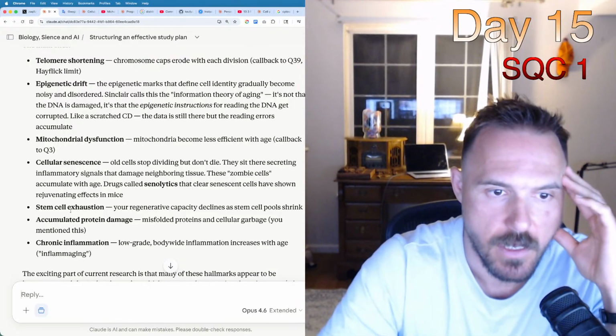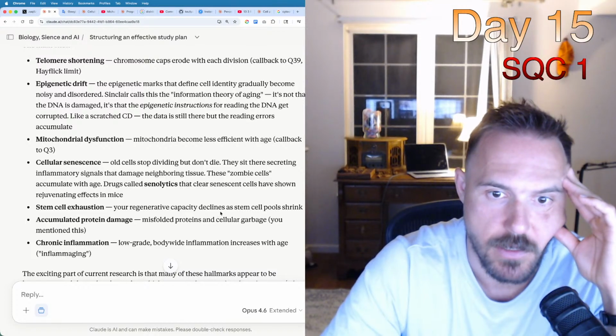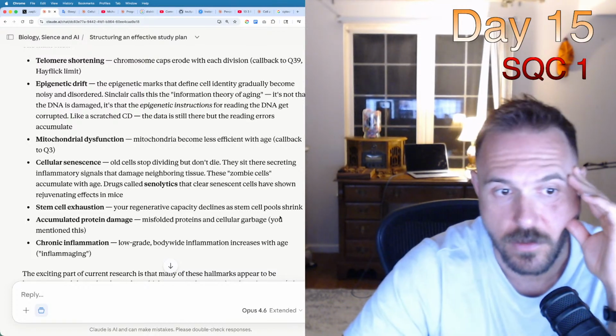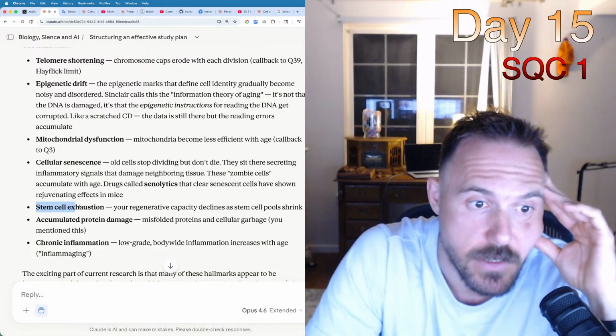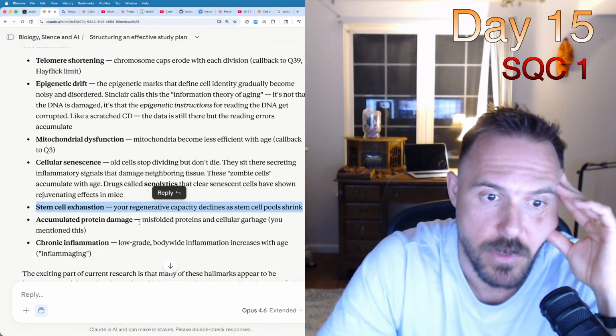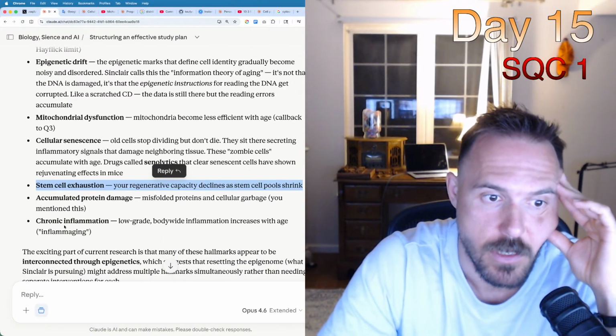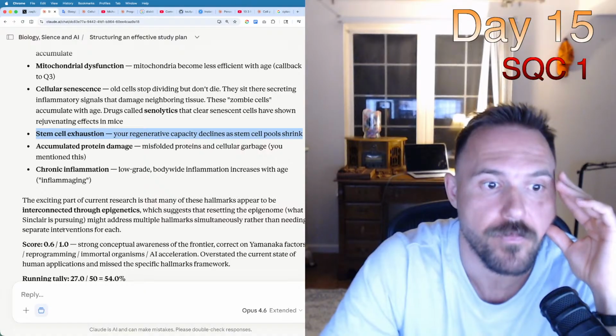Stem cell exhaustion: your regenerative capacity declines as stem cell pools shrink. I had no idea we have a stem cell pool. Accumulated protein damage, misfolded proteins, cell garbage. You mentioned this. Chronic inflammation: low-grade body-wide inflammation that increases with age, inflammaging.